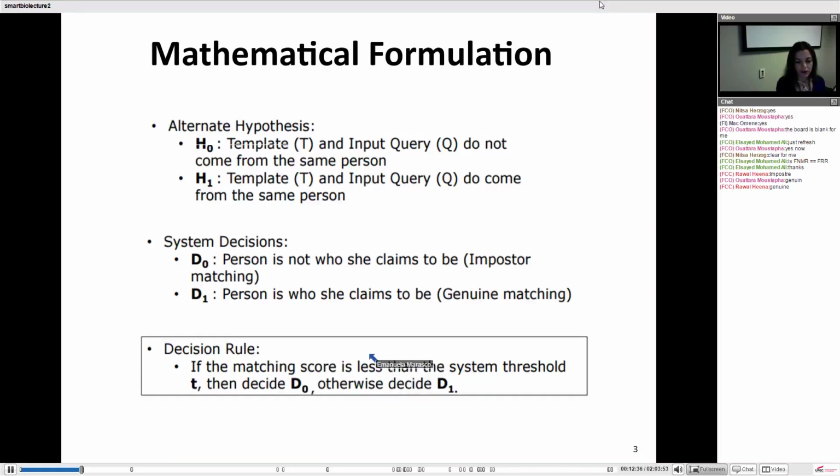The decision rule is reported here. If the matching score is less than the system threshold T, then decide D0, so reject the person. We are deciding about a similarity match score in this case. Otherwise, the system decides to accept, D1. This is the mathematical formulation that we can consider for the evaluation of the system.